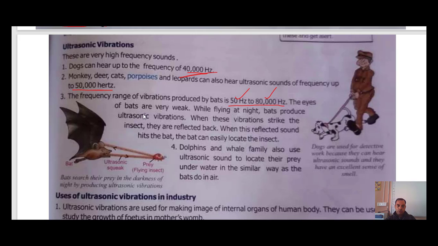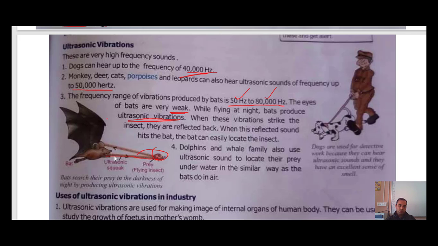The eyes of a bat are very weak, that means a bat cannot see properly. While flying at night, bats produce ultrasonic vibration. Okay, so the bat is flying at night, it cannot see properly because of low vision. So that is why it produces ultrasonic vibration. When these vibrations strike the insects, this is a bat, it is flying at night, it is very hungry, this is an insect. So it produces ultrasonic vibration.